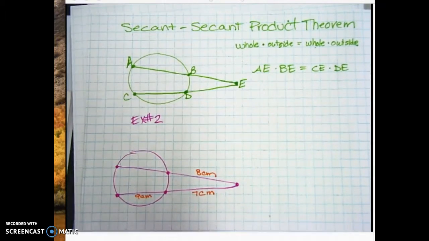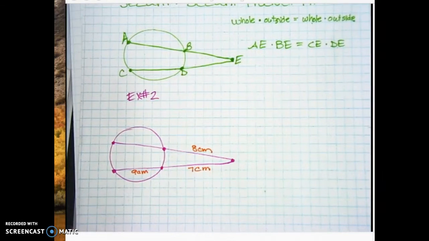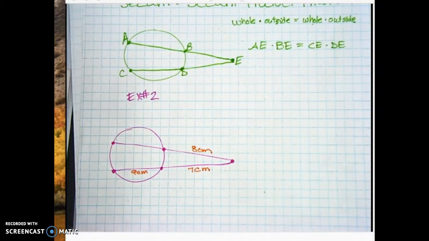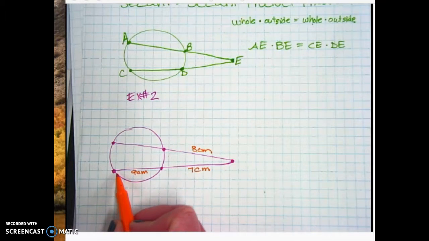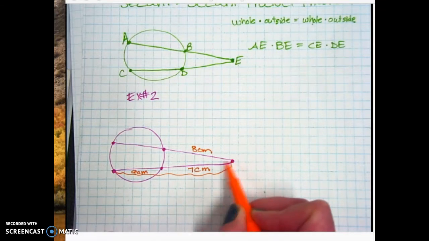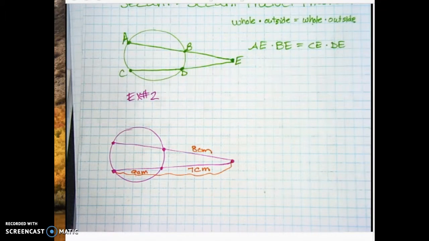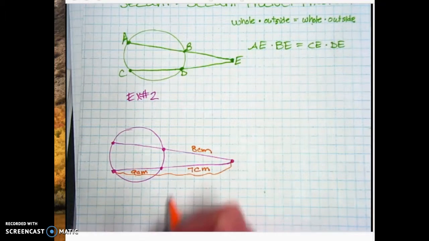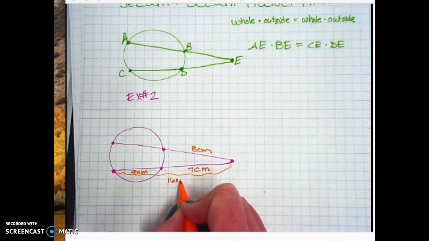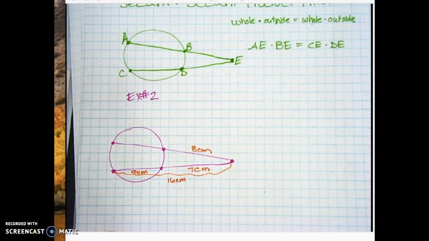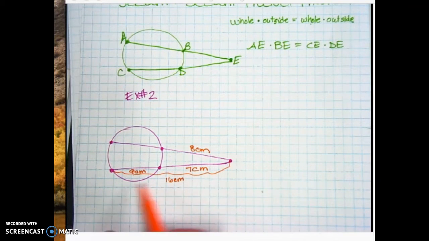Okay. So this theorem's slightly different. We need the length of the whole thing, right? So on the bottom one, that's pretty easy, right? 9 centimeters plus 7 centimeters is how many centimeters? 16 centimeters is the whole, okay? So we've got that much.